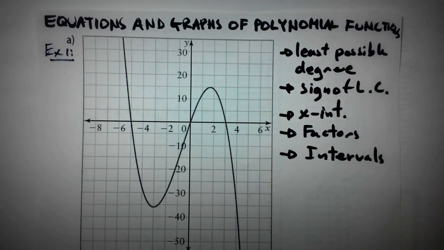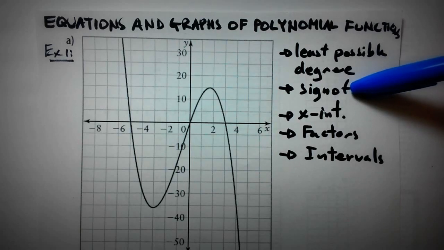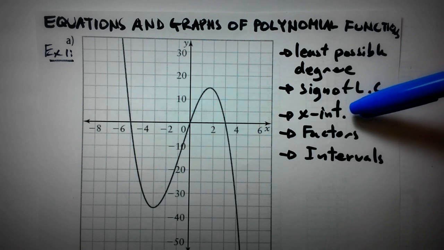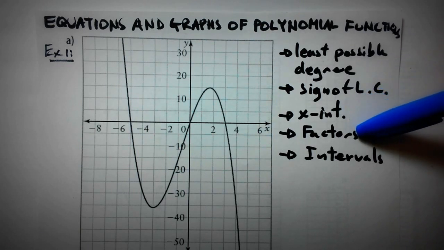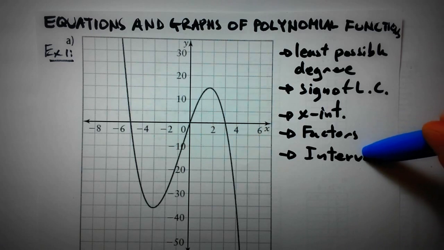So we're looking at equations and graphs of polynomial functions, and you have a graph similar to this in your handout. Example 1 says the following: for each graph of a polynomial function, determine 1. the least possible degree and the sign of the leading coefficient, 2. the x-intercepts and factors of the function, and 3. the intervals where the function is positive and the intervals where it is negative.